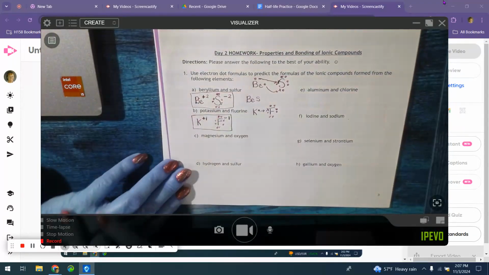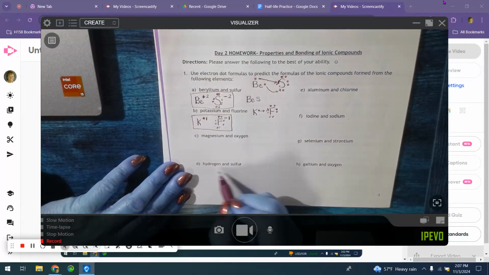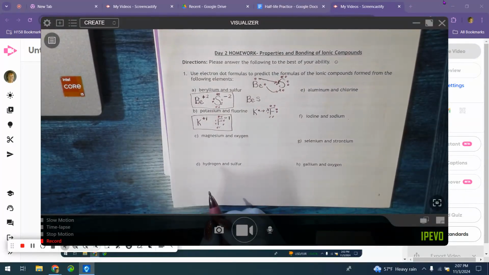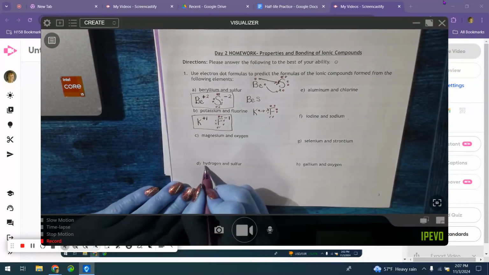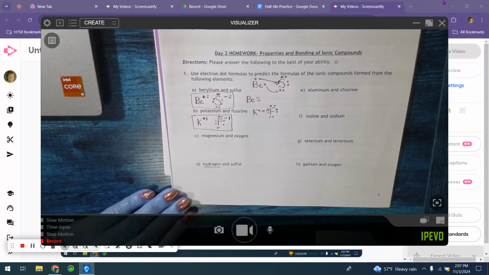So hydrogen and sulfur. Now, this is a problem, right? Because hydrogen is a nonmetal, so is sulfur. The problem is with hydrogen, sometimes hydrogen behaves like a nonmetal, but oftentimes hydrogen, because it's in group 1 with those alkali metals, it behaves like a metal. So in this case, hydrogen is going to behave like a metal. It's going to give away its electrons.